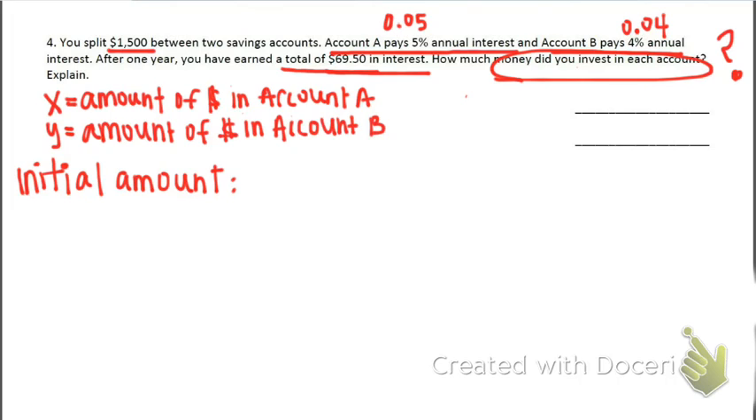So let's think about this. If I had $1,500 total, and I put part into account A and part into account B, how could I represent that?